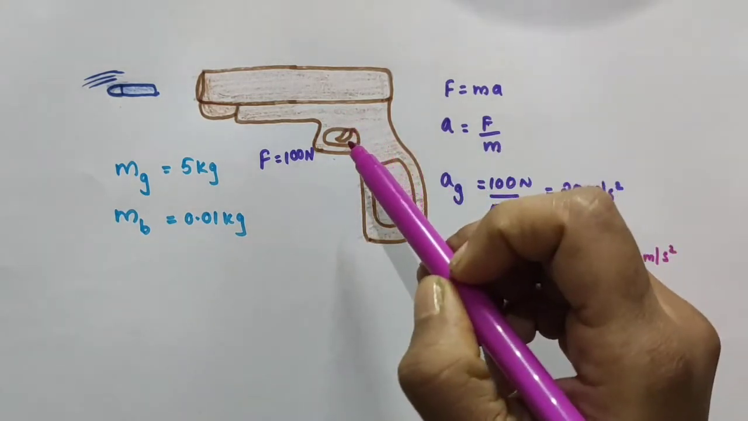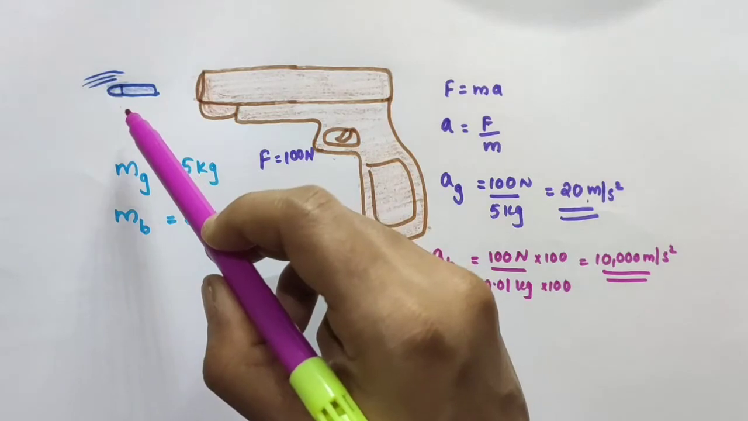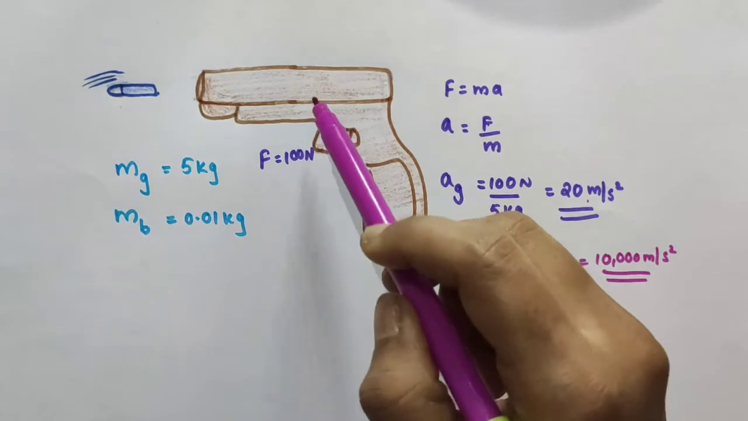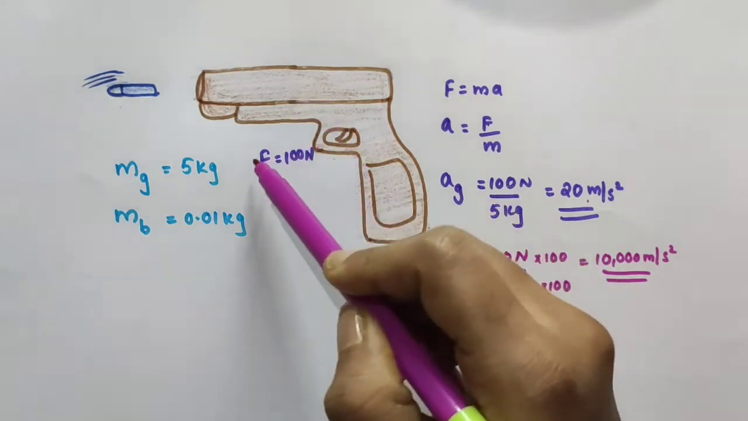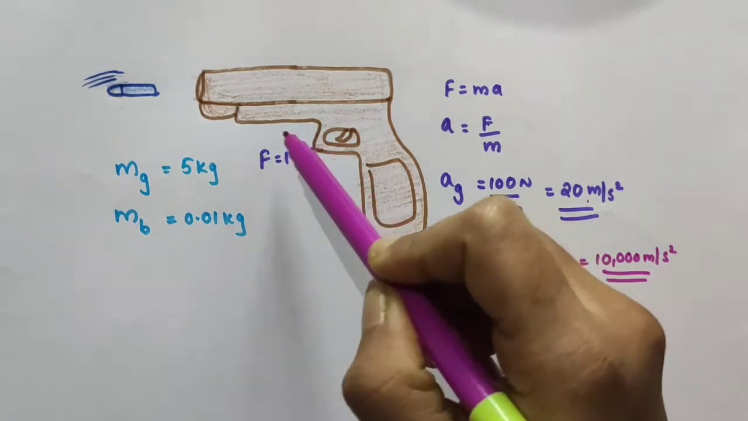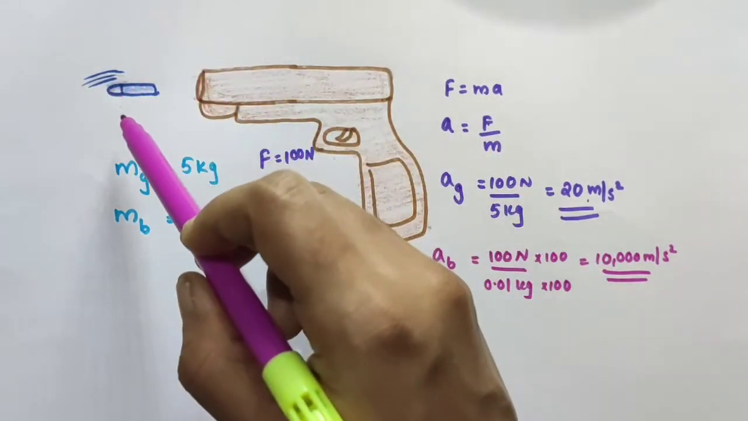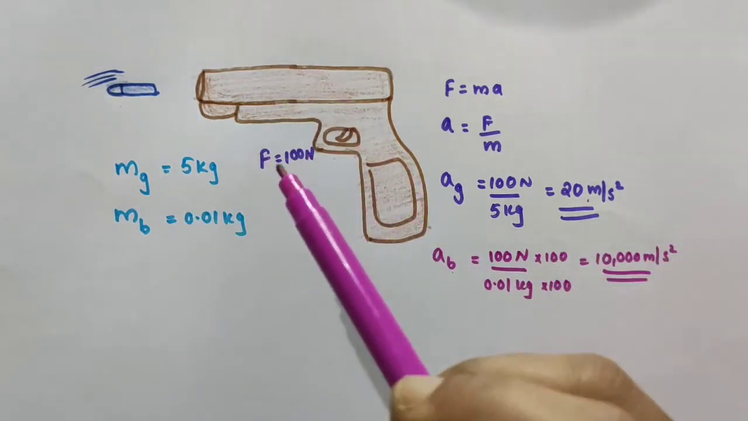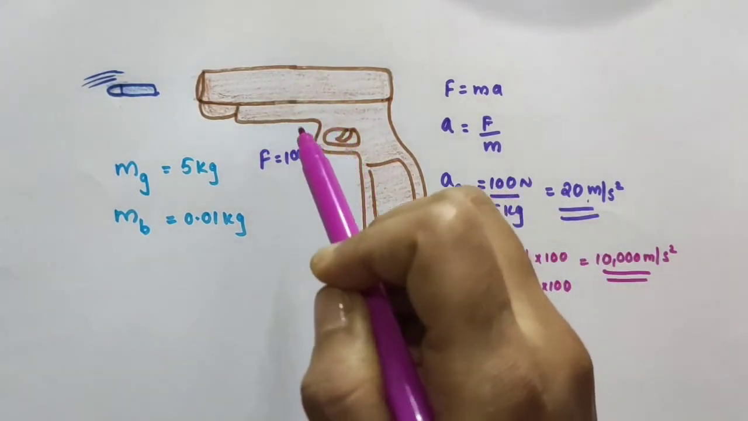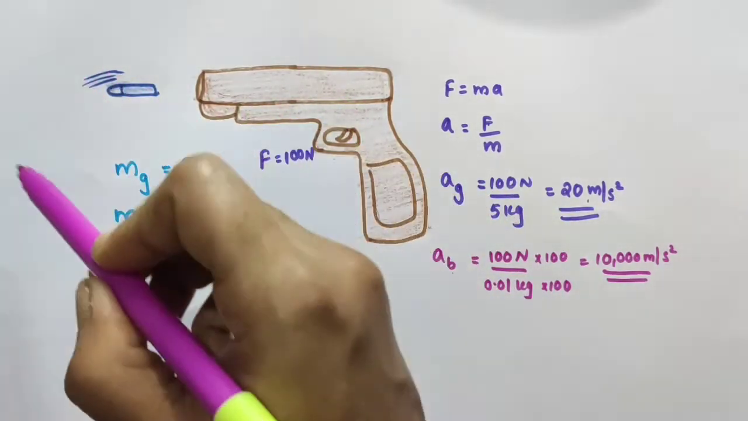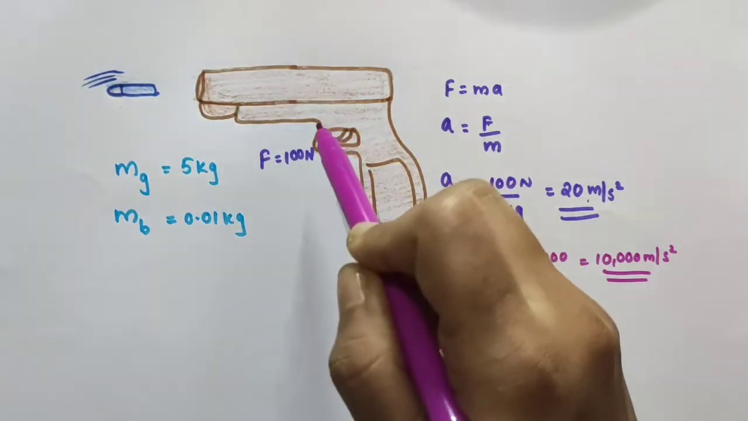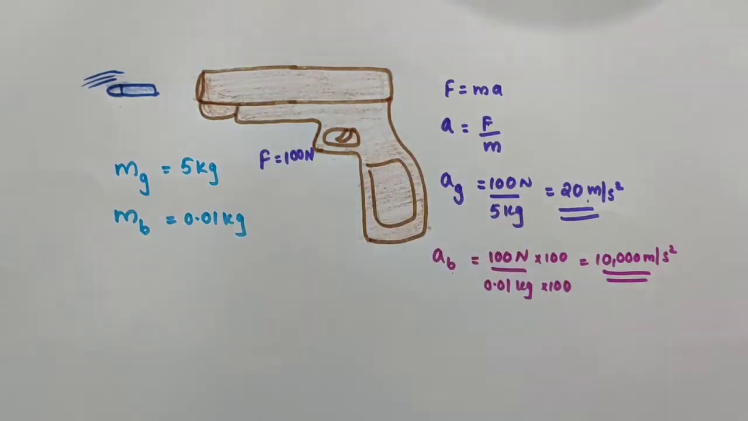When the gun is fired, the gun exerts a force on the bullet and the bullet exerts a force of the same magnitude, that is an equal amount of force, on the gun. So let the force be 100 Newton. Simply I am taking a number. So this 100 Newton force is acting on the gun as well as on the bullet. That is, according to Newton's third law of motion, to every action there is an equal and opposite reaction. So the gun exerts a force of 100 Newton on the bullet and the bullet moves forward. The bullet exerts the same amount of force in the opposite direction on the gun and the gun recoils back.